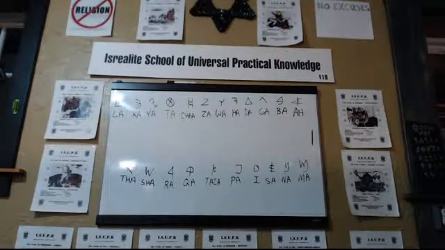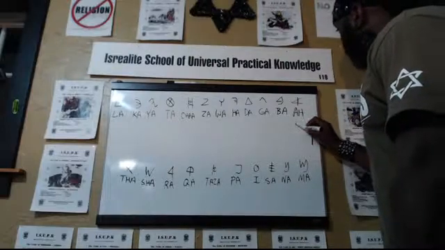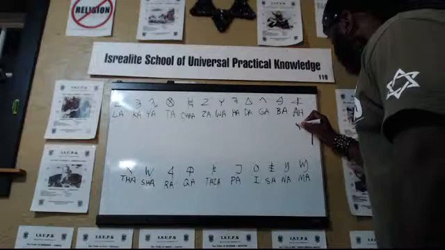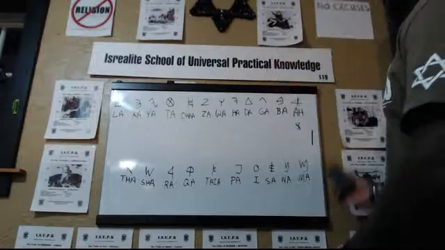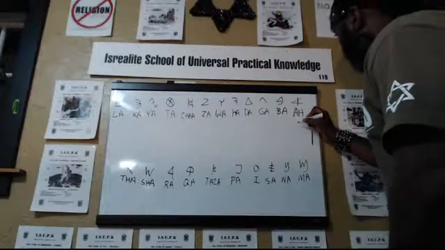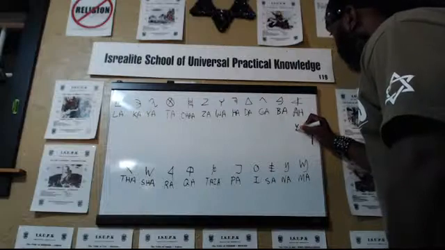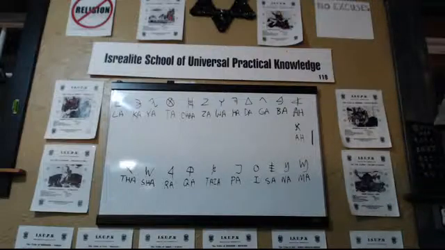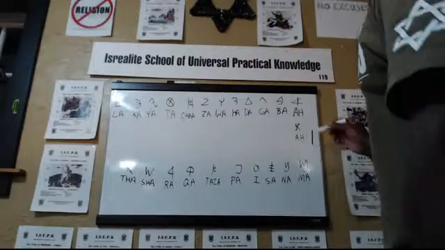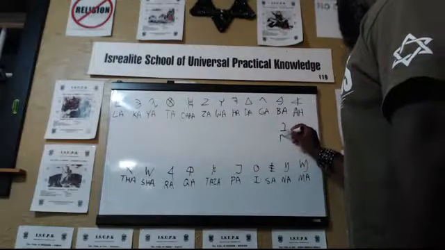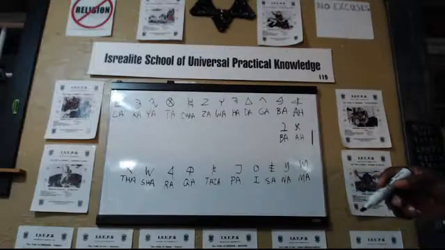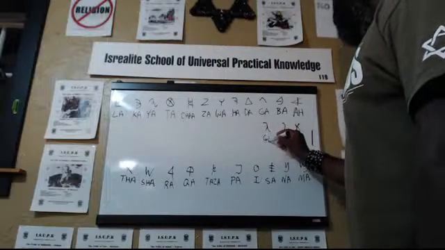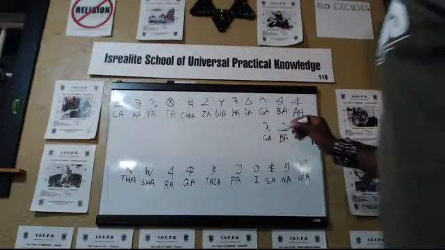All right. So the Assyrian I. That's the Assyrian I. All right. That's the Assyrian I. This is the Ba. This is the Ga. This is the Da.